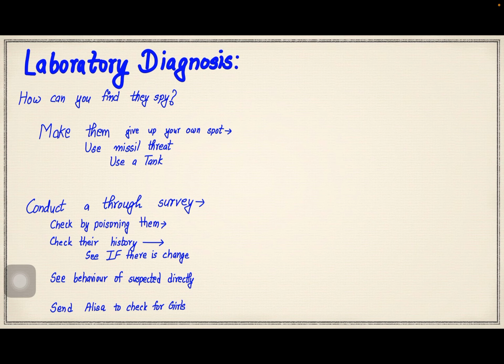What kind of poison? Well, you just use a poison which your people are immune to and the spy is not. If they die, they were a spy. If they don't, no loss. Though this is again not recommended. Next off, you can send Elisa to check for girls. Elisa can do a lot of things and she is very useful.